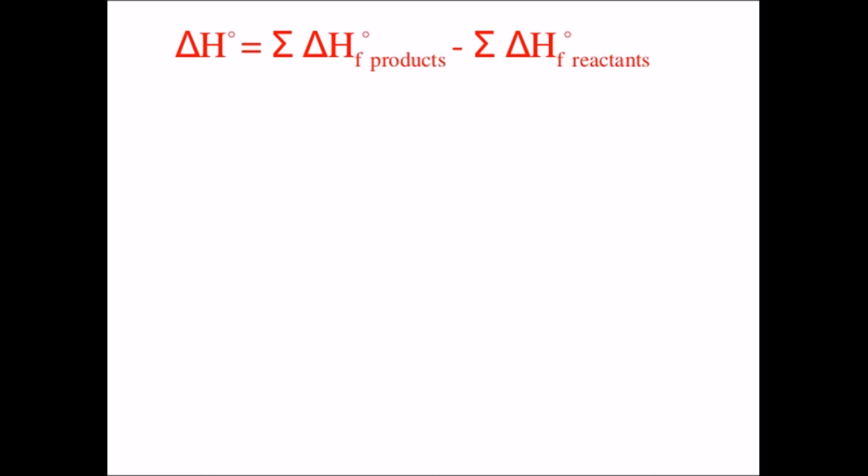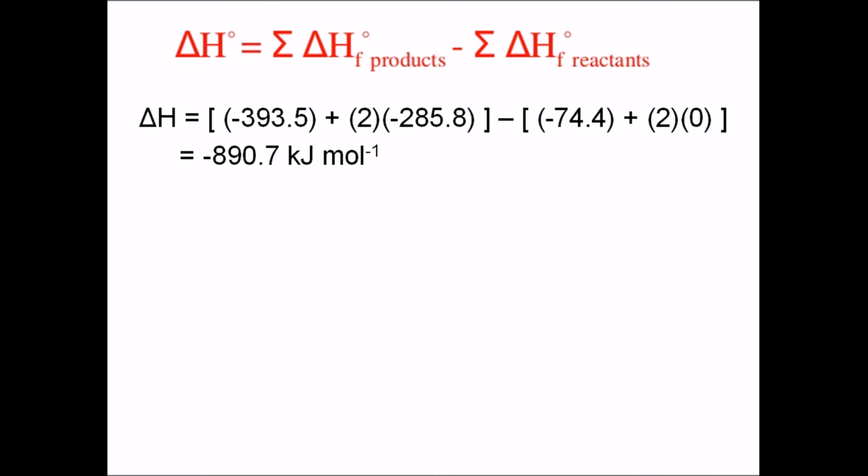Okay, so hopefully you remember this formula. Heats of formation of products minus heats of formation of reactants is ΔH. Now you substitute everything into the formula and the answer is minus 890.7 kilojoules per mole. It's an exothermic reaction.